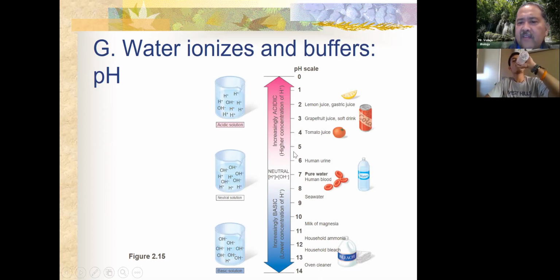If you go from 7 to 5, that's 100 times. If you go from 7 to 4, that's 1,000 times. So it's like an earthquake. It's a logarithmic scale. So that's pH.